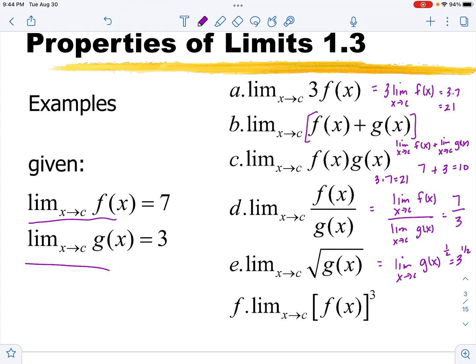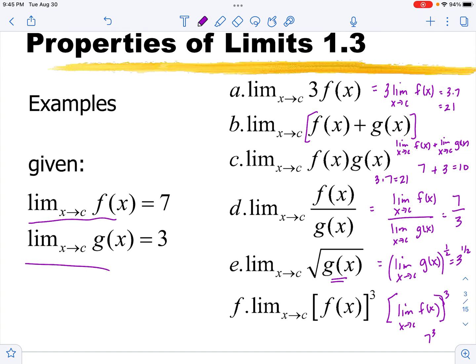The last one, as x goes to c of f of x to the 3rd. Again, these are kind of like our composites. So we are going to put that limit on the inside. So it would be like saying the limit as x goes to c of f of x to the 3rd power. So we're thinking of this as a composite function. So for instance, g of x is inside of this square root. That's why we're putting that limit. So it's all of this to the 1/2 power. That's what's allowing us to do this. So we have 7 to the 3rd.